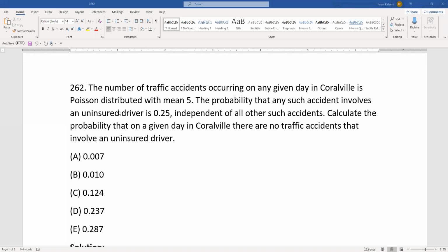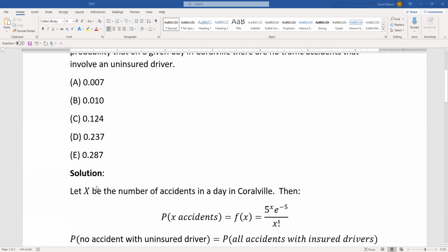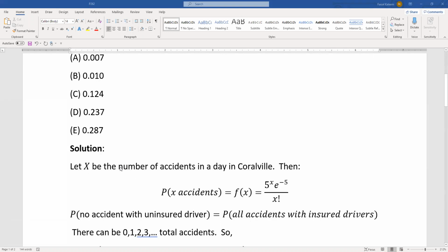So first thing to note is that the number of accidents is Poisson with mean 5. So let x be the number of accidents in a day. And that's Poisson with mean 5. So f of x is equal to 5 power x, e power negative 5 over x factorial. Remember, for Poisson distribution with mean m, the PMF is m power x, e power negative m over x factorial, where x is the number of successes, which in this case is accidents.